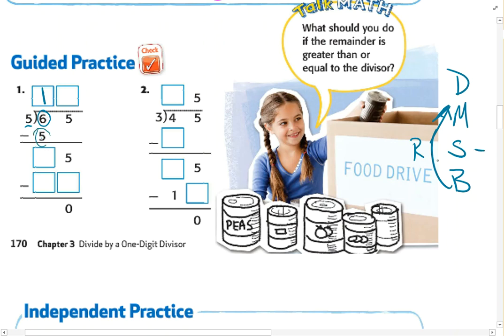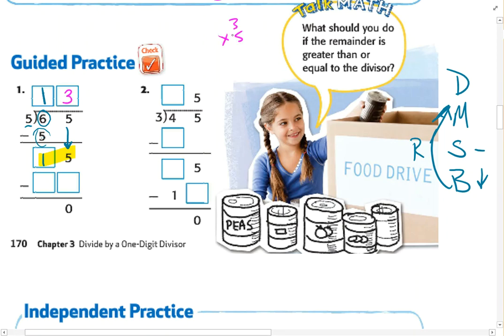Now I am at my subtraction part. 6 minus 5 is 1. Now we bring down. Draw your arrow here, right? Bring down your 5. And I'm looking at 5 goes into this entire 15, right? 5 goes into 15 3 times, right?